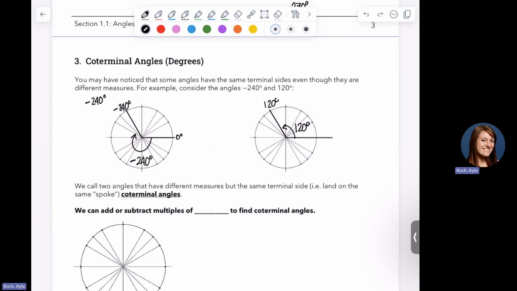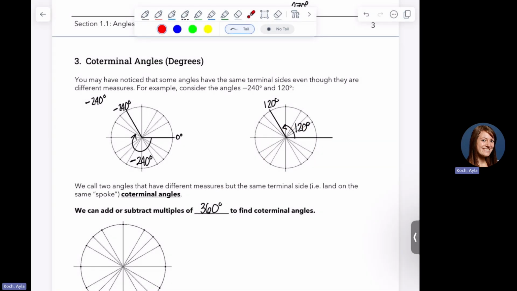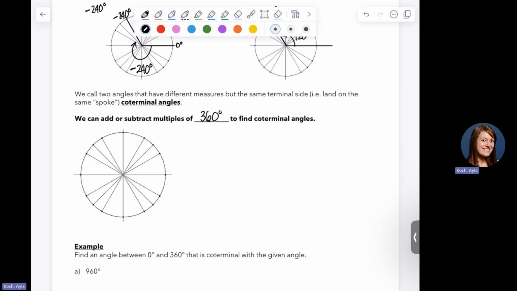For degrees, this means we can add or subtract multiples of 360 degrees to find coterminal angles. If I land here on 120 and then I go another 360 degrees, I'll land right back where I started. Let me just start with a 30-degree angle, that's going to be this one right here. Let me make that a thicker line, a 30-degree angle. Initial side, of course, down here. If I added 360 degrees to 30 degrees, I would get 390 degrees.